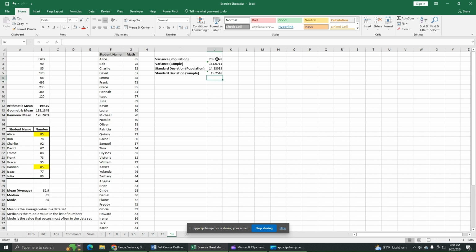So this is the variance for population, this is the variance for the sample, and this is population standard deviation, and this is sample standard deviation.